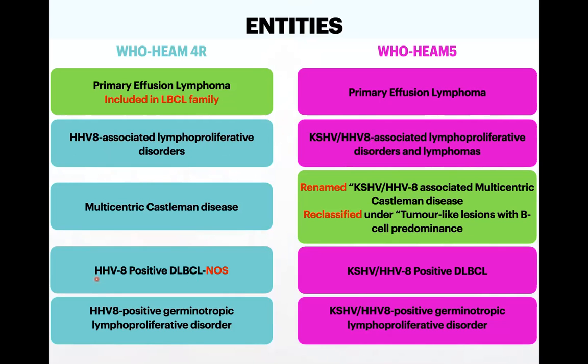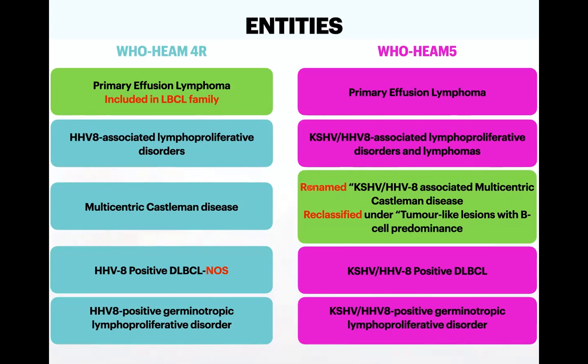Similarly, HHV8 positive DLBCL, NOS is dropped and it is now KSHV/HHV8 positive DLBCL. Then HHV8 positive germinotropic lymphoproliferative disorder remained the same except that KSHV is added. Multicentric Castleman disease was previously defined under the heading of HHV8 associated lymphoproliferative disorders, but now it is renamed as Kaposi sarcoma herpesvirus, KSHV/HHV8 associated multicentric Castleman disease.